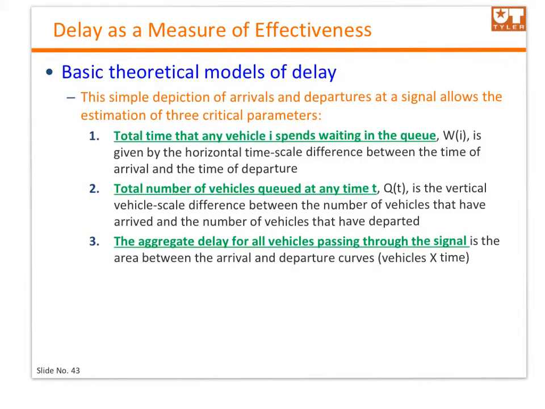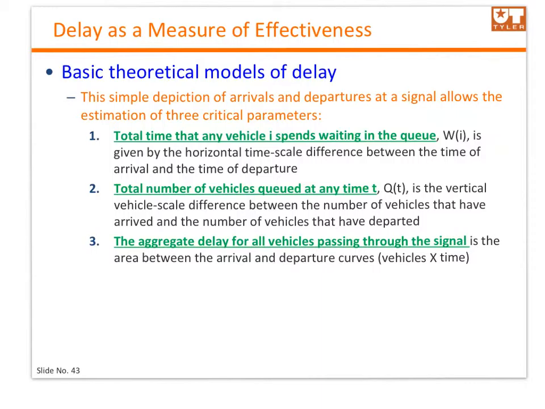This simple depiction of arrivals and departures at a signal allows the estimation of three different critical parameters. The very first parameter is W_i, the total time that any vehicle i spends waiting in the queue. Basically, this amount of time is given by the horizontal time scale difference between the time of arrival and the time of departure.